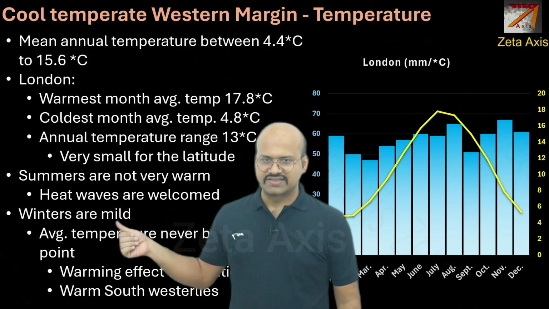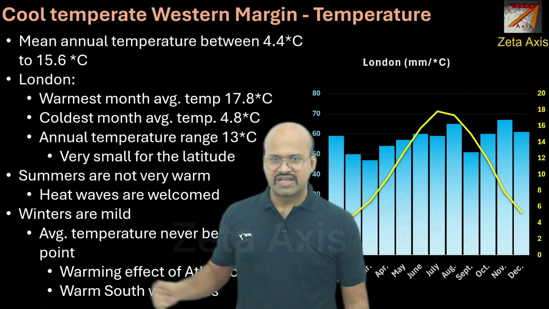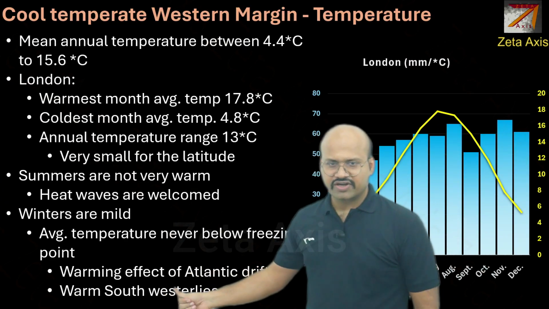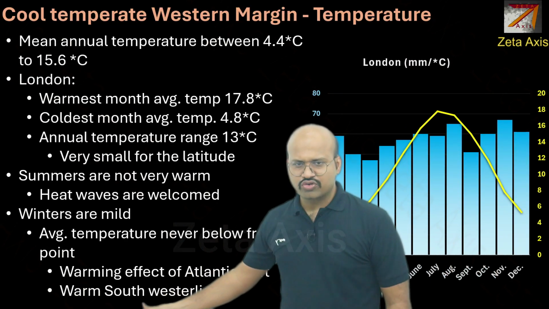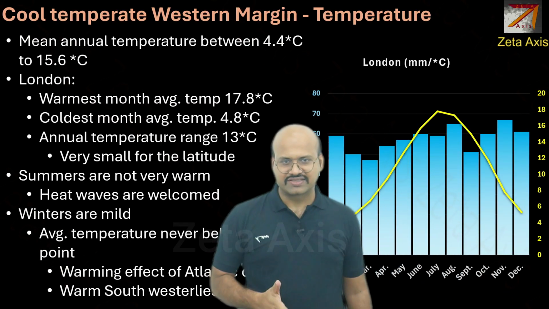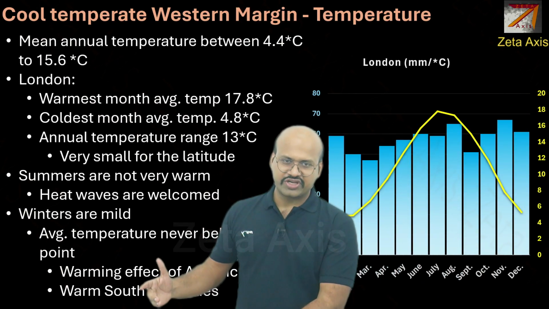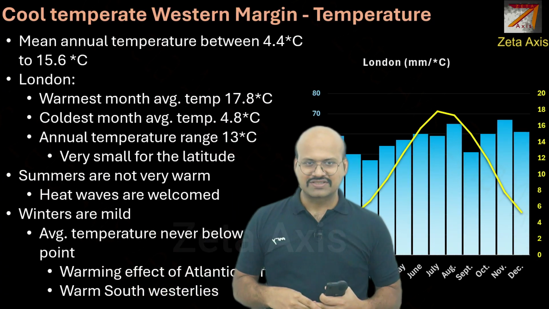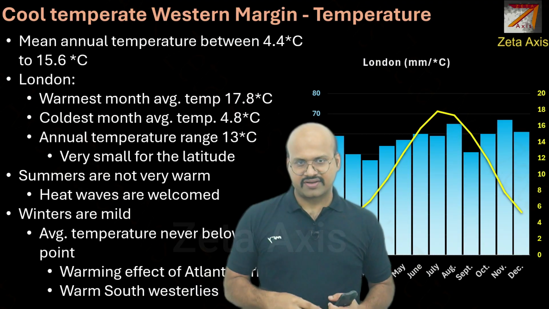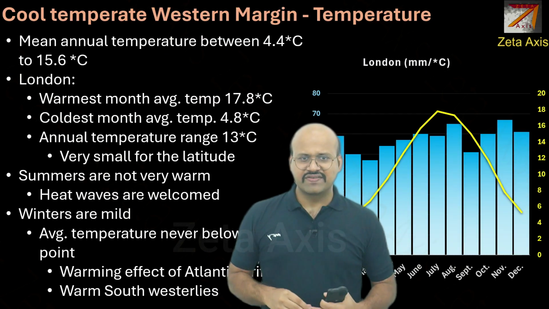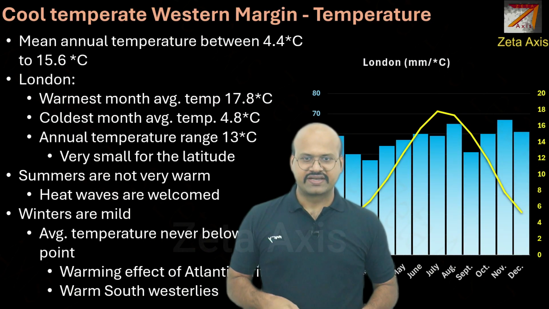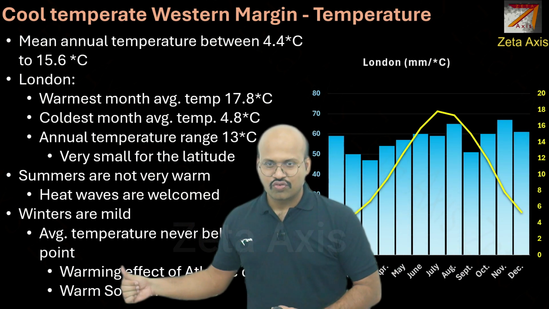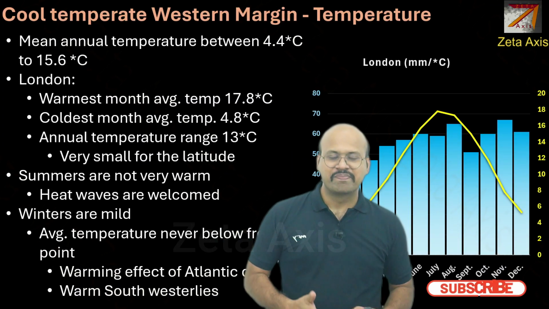Winters are mild in these regions because of the effect of Gulf Stream. Average temperature never below freezing point, which we have made abundantly clear. Warming effect of Atlantic drift, warm southwesterlies. Remember, the southwesterlies are coming from the southern region. So it is moving from a warmer region towards the cooler region. And because of this, they are carrying warmer air. So when they reach that region, they will increase the temperature of that region. That is why the westerlies, which are coming from south, which is close to the tropics, bring warm air to the region and help maintain the temperature.